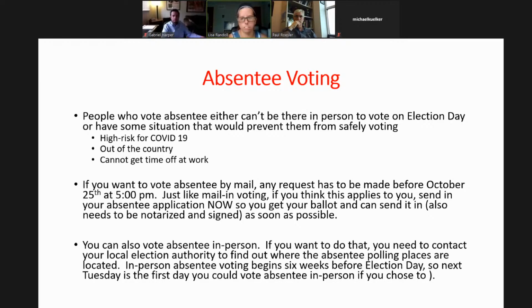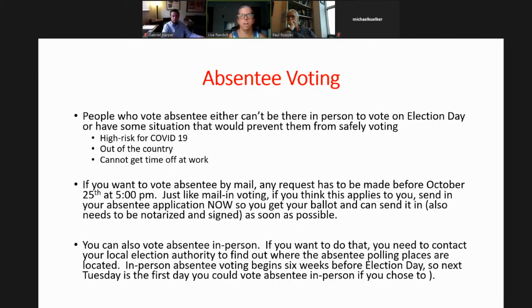You can also vote absentee in person. If you want to do that, you need to contact your local election authority to find out where the absentee polling place is. I voted absentee in the 2012 election.